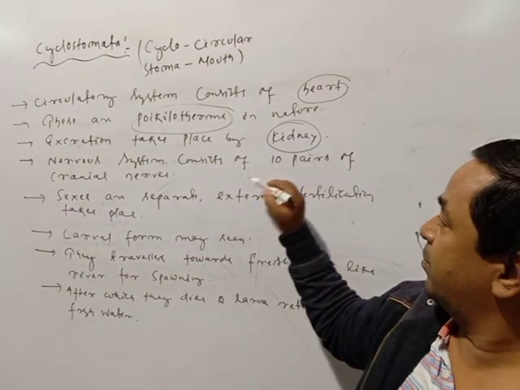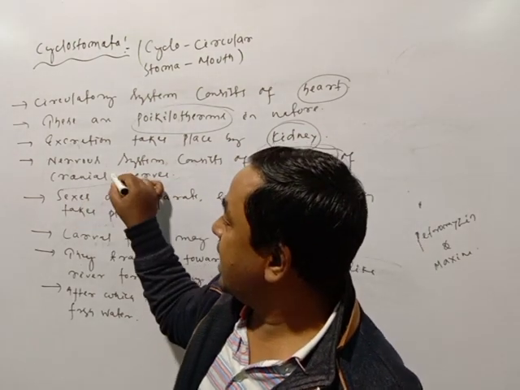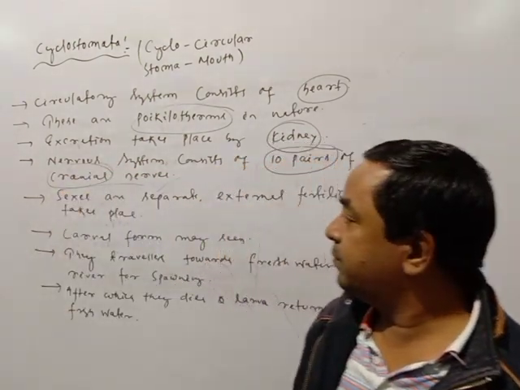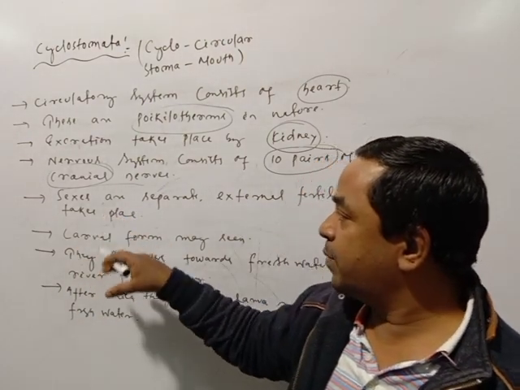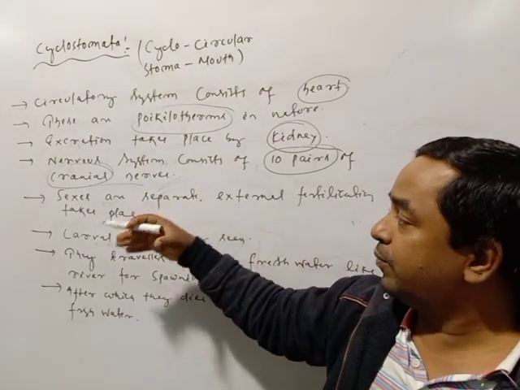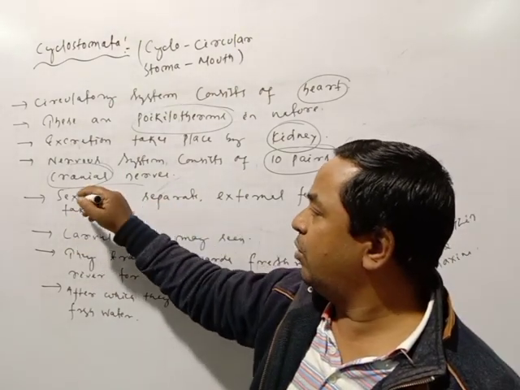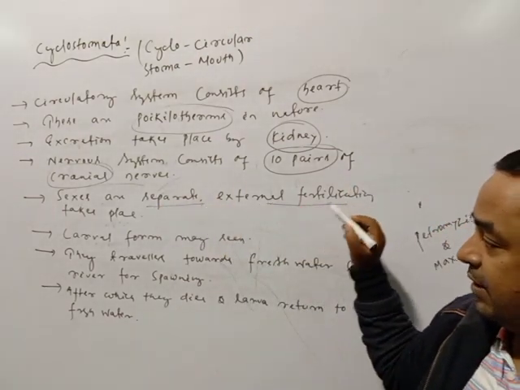Next, nervous system consists of 10 pairs of cranial nerves. Cranium is derived from brain box, so inside which brain is present. So those nerves which are developed from the brain are called cranial nerves. So sexes are separate. External fertilization takes place.